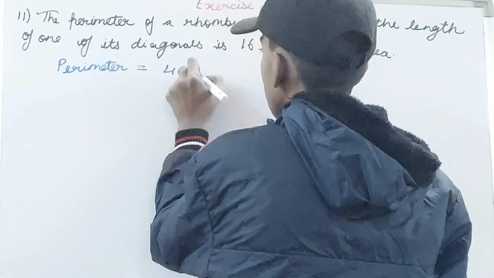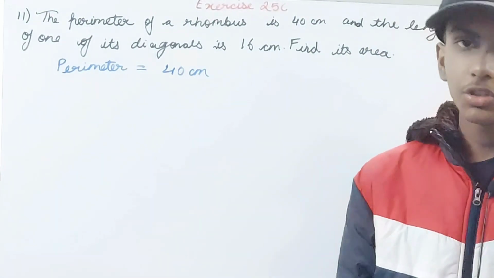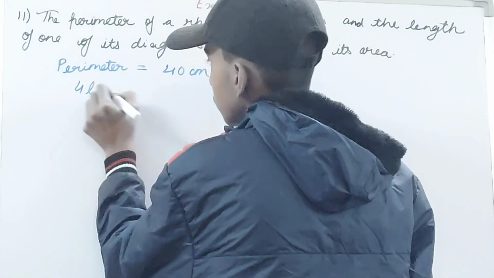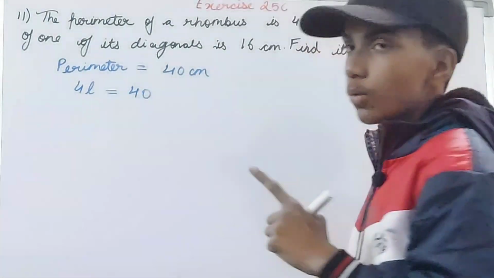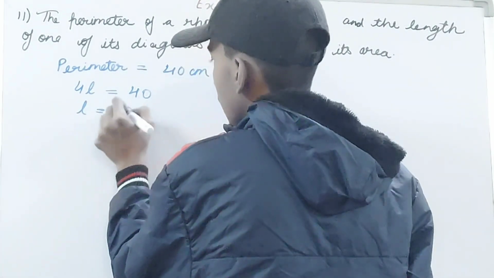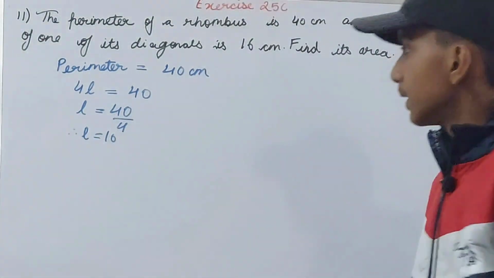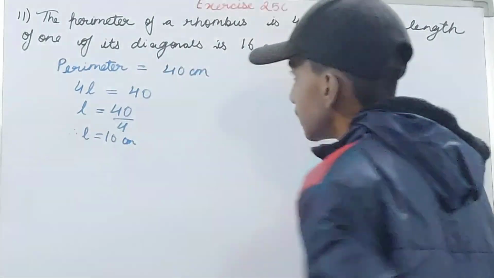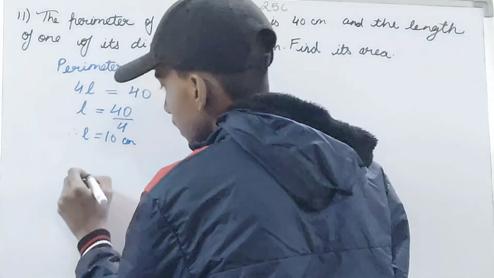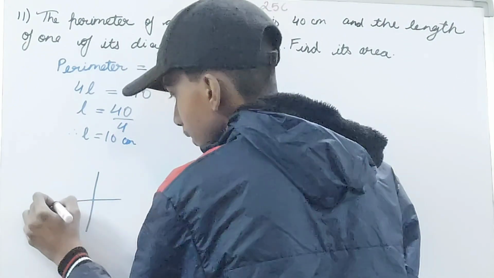40 centimeters. Now see, in these types of questions we first calculate the length of the side with the perimeter. Perimeter I can write as 4L also, that is equal to 40. L is the length of one side. So L is equal to 40 upon 4, therefore L is 10 centimeters. So the length of one side of my rhombus is 10 centimeters. I'll make a rhombus here with the diagonals so that it's visible.